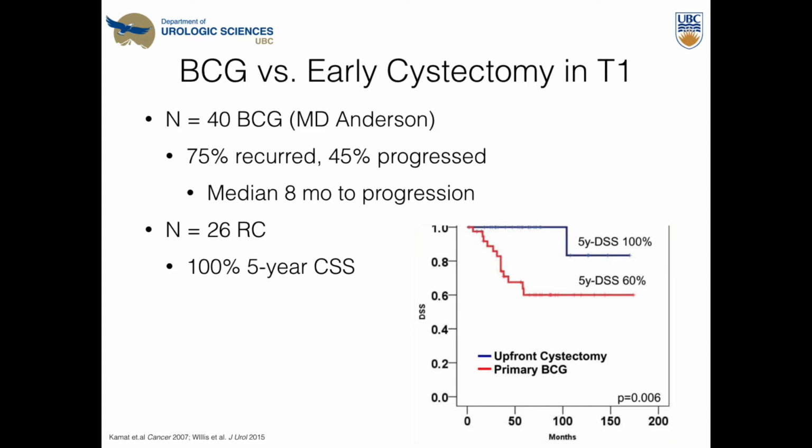In comparison, the radical cystectomy group did quite well, and there was 100% cancer-specific survival at 5 years. And you can see the Kaplan-Meier here, blue line at the top is the upfront cystectomy group, and the bottom line is the primary BCG group. So based on this, MD Anderson concluded that all patients with any amount of micropapillary disease, regardless of stage, should have an upfront cystectomy, and that was what was best for survival.